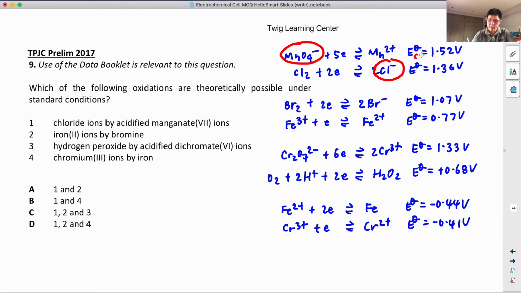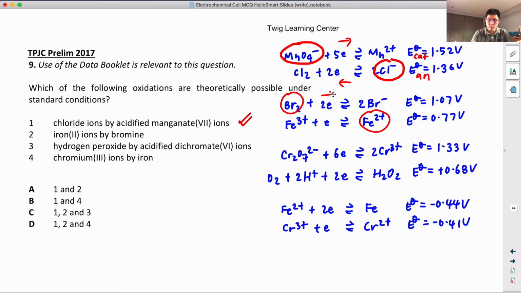This is your cathode and this is your anode. This one must be reduced, and this must be oxidized. I always pick them on opposite sides. So E cell for this one will be positive: cathode minus anode gives a positive value. So I'm going to put a tick here. Let's look at the next one: iron 2 ions and bromine. For bromine, I only have one possible equation to pick from the data booklet, so this is the one. I have to pick iron 2 plus on the opposite side.